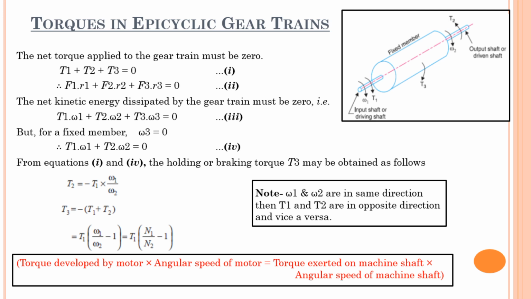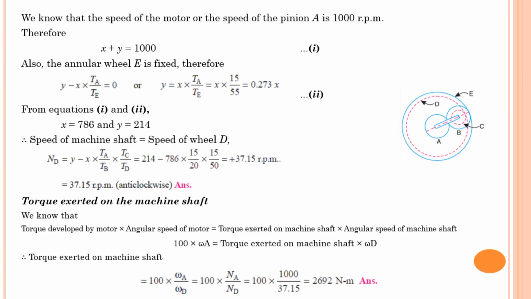That is, torque developed by motor, tau 1 into omega 1 is equal to tau 2 into omega 2. If omega 1 and omega 2 are not in the same direction, you have to write tau 1 omega 1 is equal to minus tau 2 omega 2, isn't it? Now here it will be tau 1 omega 1 is equal to tau 2 omega 2. What is tau 1? Torque on A gear, that is 100, into omega 1, that is omega A, the angular speed of A gear, is equal to the torque exerted on the machine shaft, that is our output torque, into omega D. Instead of omega A, directly you can write NA, because omega is equal to 2 pi N by 60, 2 pi and 60 get cancelled, so NA and ND directly you can write, and we will find the torque tau 2 as 2692 Newton meter. This is how to find the output torque.